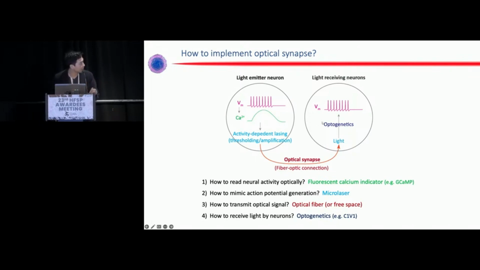And the light receiving part, as was well introduced by Francesco, is done by optogenetics. We transduce these neurons to express an optogenetic actuator tuned to this lasing light. So basically, by combining these existing technologies, we aim to develop this optical synapse.